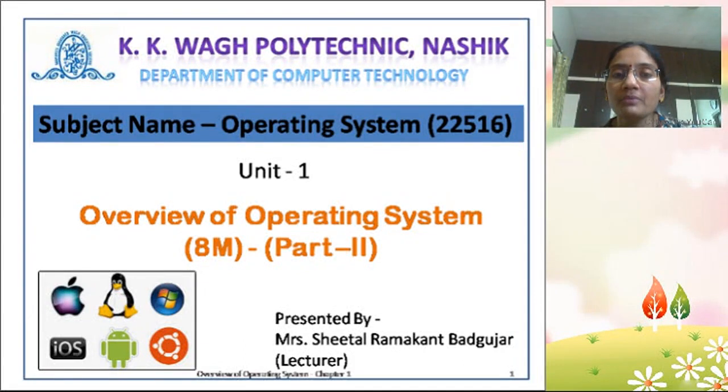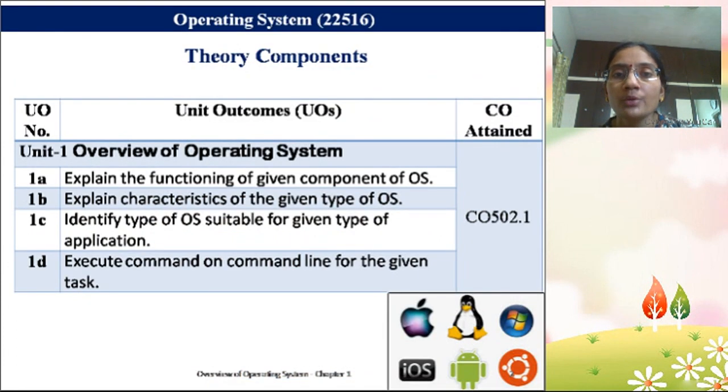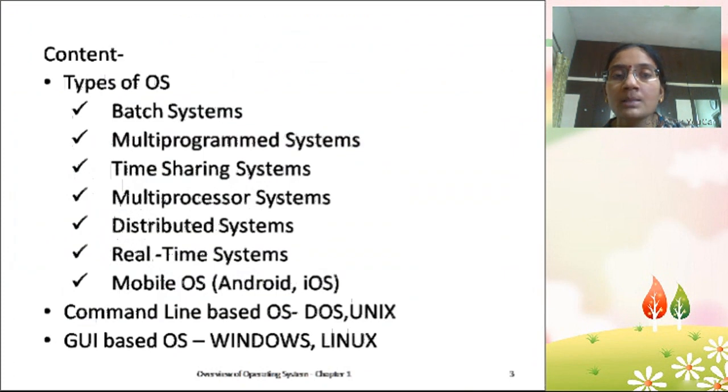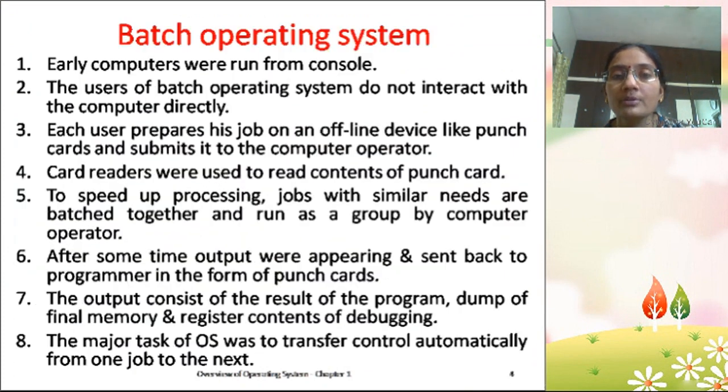Hello friends, today we will see part 2 of Unit 1, Overview of the Operating System. Unit outcomes are: identify types of OS suitable for the given type of application, and execute command on the command line for the given task. These are the contents of today's lecture.